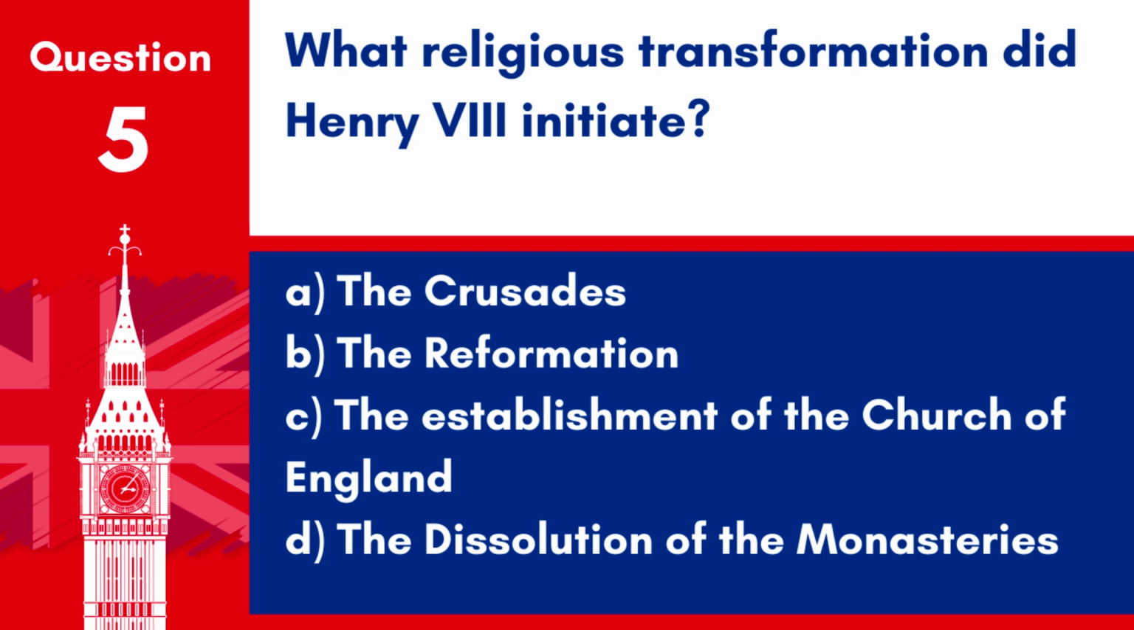Question 5. What religious transformation did Henry VIII initiate? A. The Crusades, B. The Reformation, C. The establishment of the Church of England, D. The dissolution of the monasteries. Answer: C. The establishment of the Church of England. Henry VIII initiated the religious transformation known as the English Reformation, which led to the establishment of the Church of England, separating from the Roman Catholic Church.